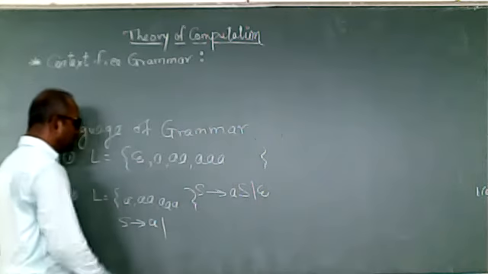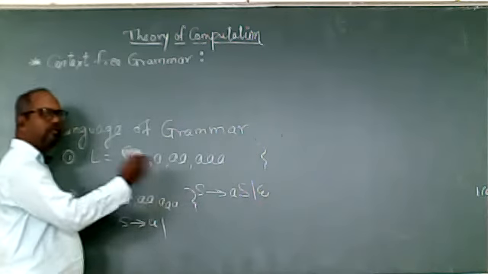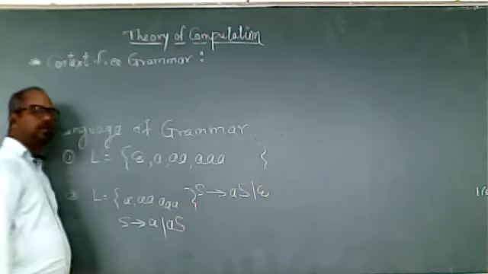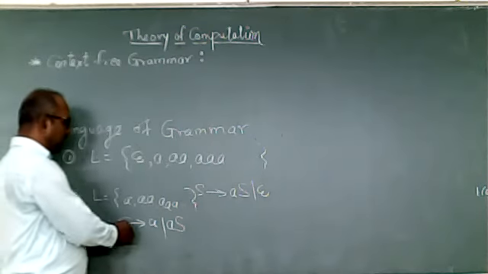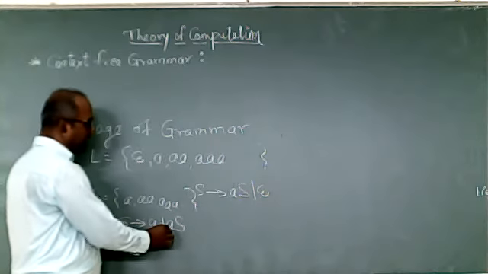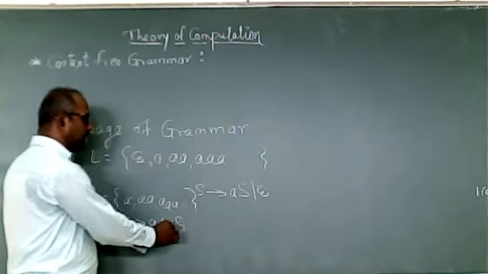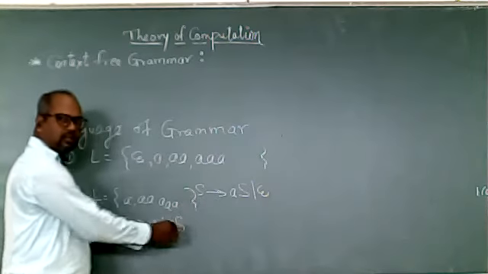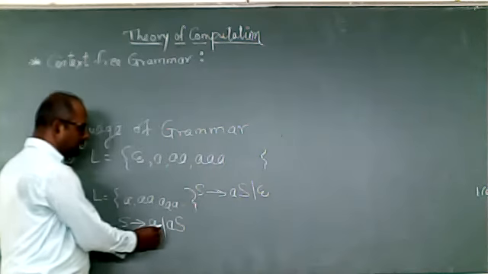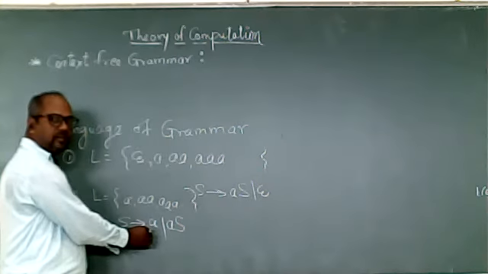Okay. Next, I want the A a number of times. Simple, I can use recursion. So S, I can replace it with A, or this S I can replace with AS. This S again AS, this S again AS. So I will get a number of A's recursively. When I want to terminate, I will terminate with this A.